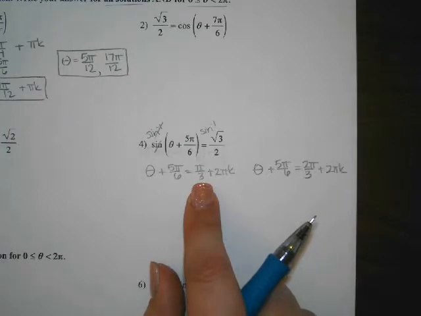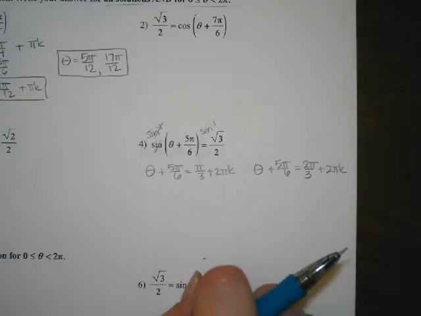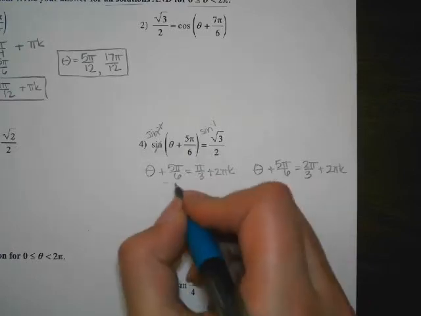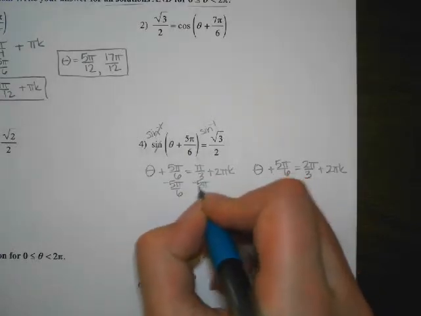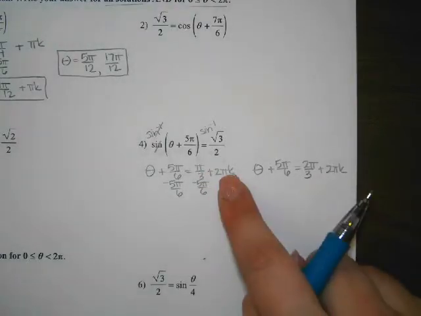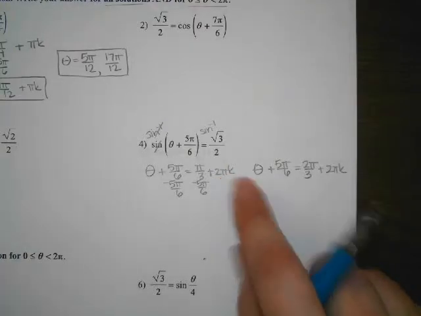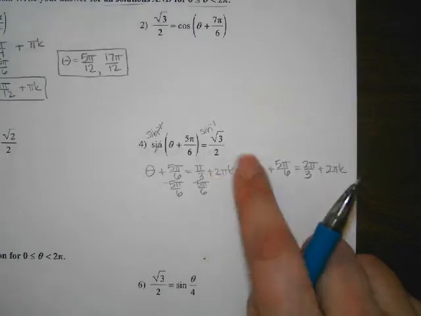Okay, so for each of these equations, what should I do next? Subtract the 5 pi over 6. And the reason I'm subtracting it only from the pi thirds and not from the 2 pi k is because I'm only allowed to subtract or add like terms. This one has a k on it, so it is not considered to be like terms. So that's why you can only subtract it from the other one.